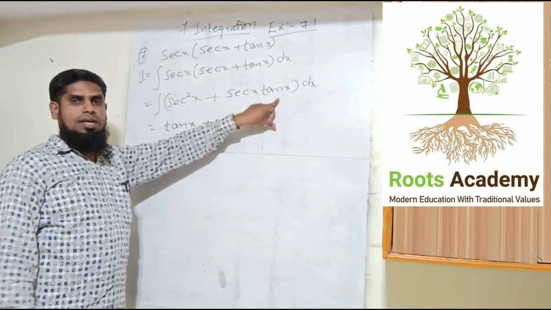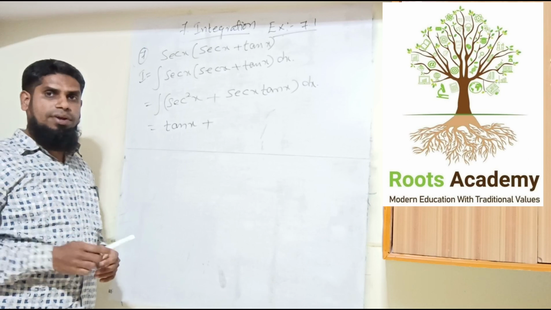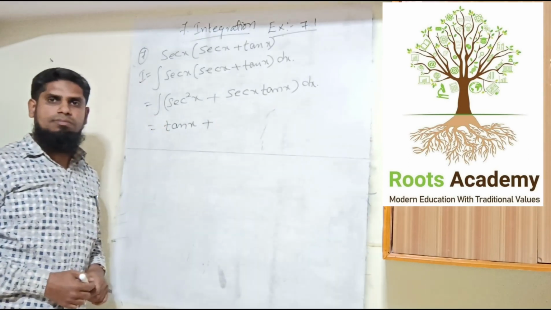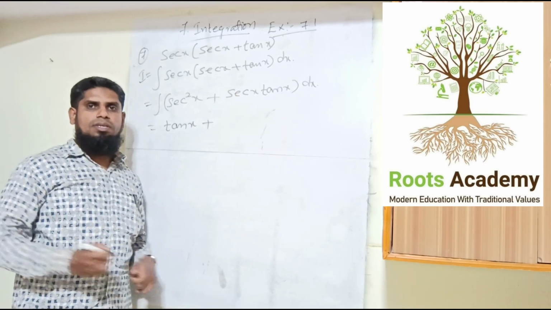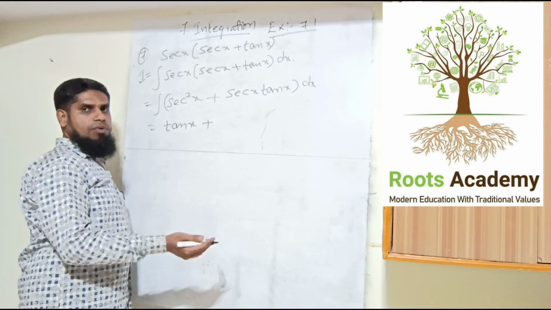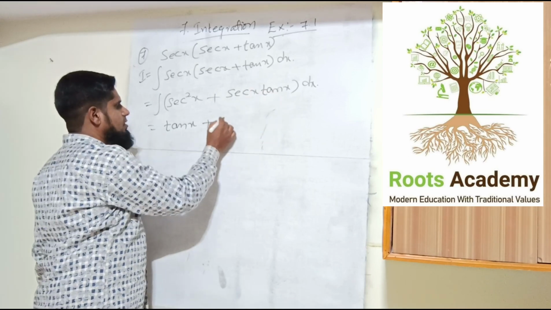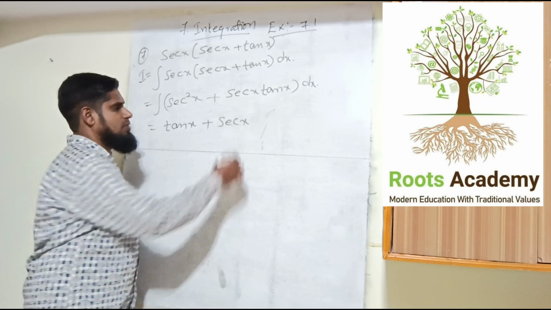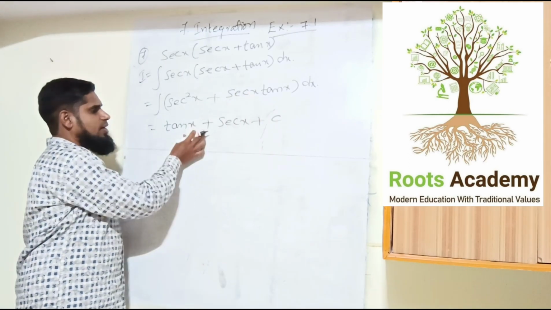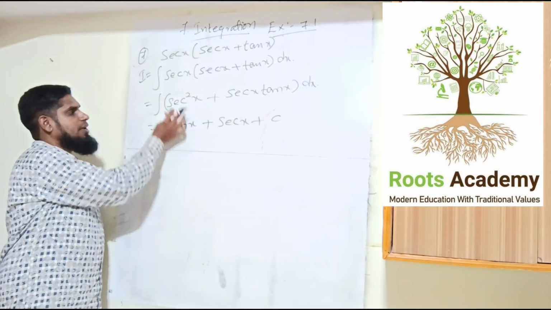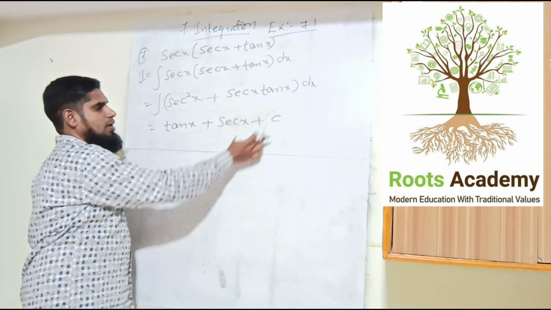If we don't have any formula for this, let us convert this in terms of a derivative. Is there any function whose derivative will be secant x into tan x? Yes, obviously. The derivative of secant x is secant x into tan x. Then the integration of secant x tan x is secant x plus c. So after integrating these two terms we will get the answer. This is the integration of secant square, that is tan x, and this we got after integrating secant x tan x, plus c is the constant.